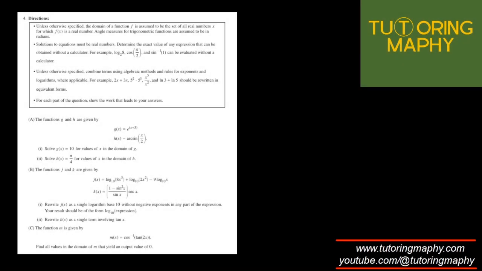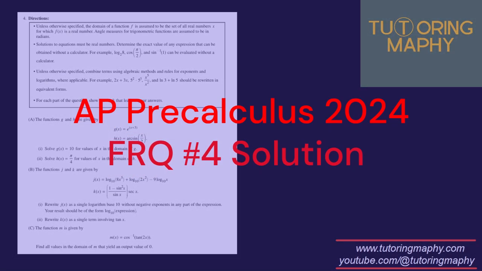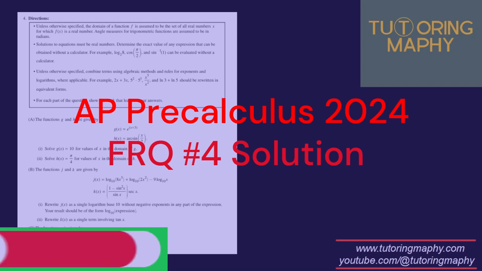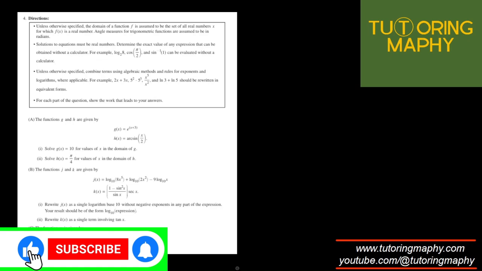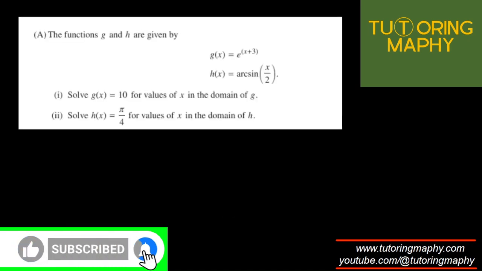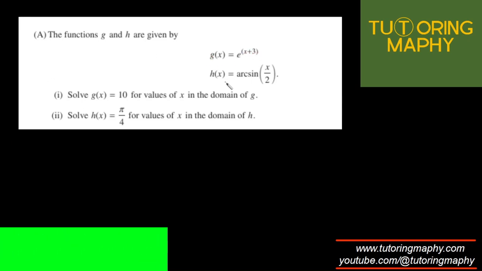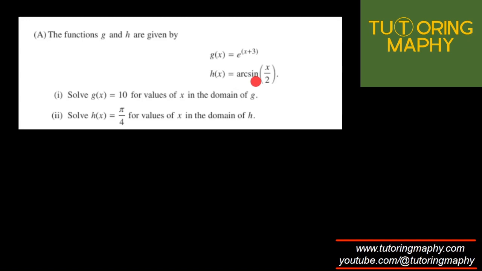This is a solution to FRQ 4 of the 2024 AP Precalculus exam. This is no calculator, so let's get started. Question part A says that the functions g and h are defined by this. So we can see that g is an exponential function while h is an inverse sine function. Solve g(x) equals 10 for all values of x in the domain of g.